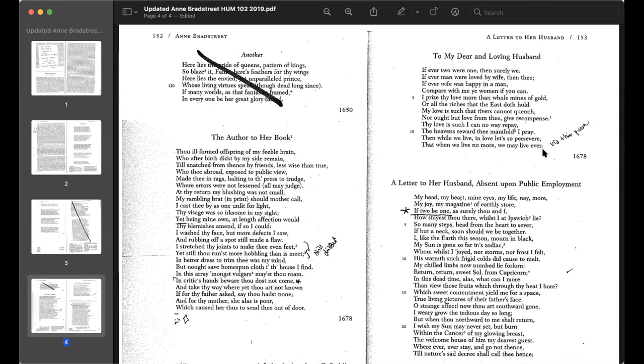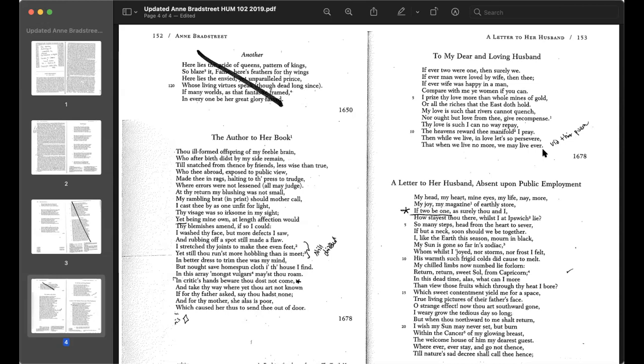I'm a poor woman writer who simply wanted to send this work out into the world. Now, when she says, "Ask if for thy father asks, say thou hadst none," she's not saying anything about her marriage there. She's simply saying that this is her own work. She gave birth to this work herself. The poetry that she has sent out into the world is from her mind, her imagination.